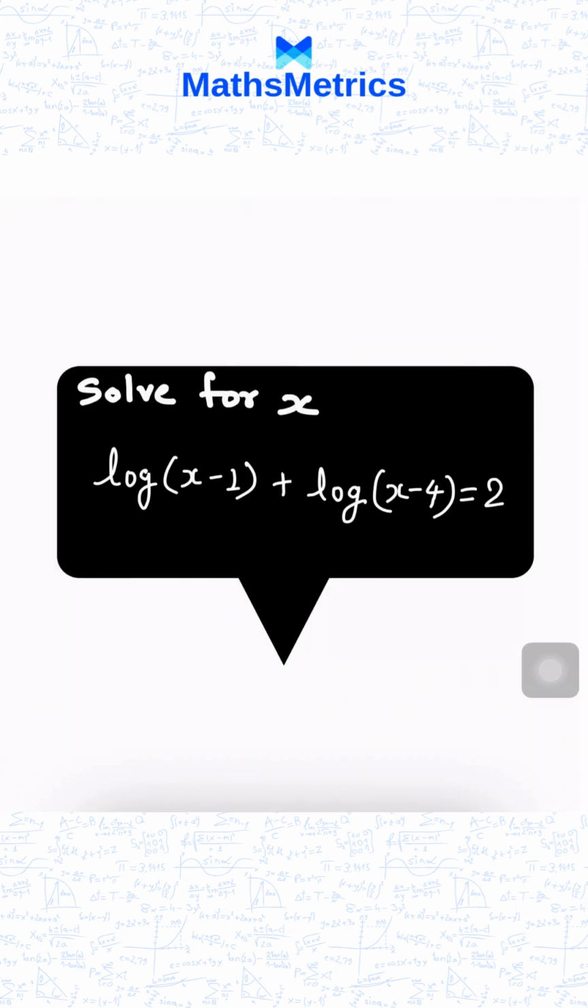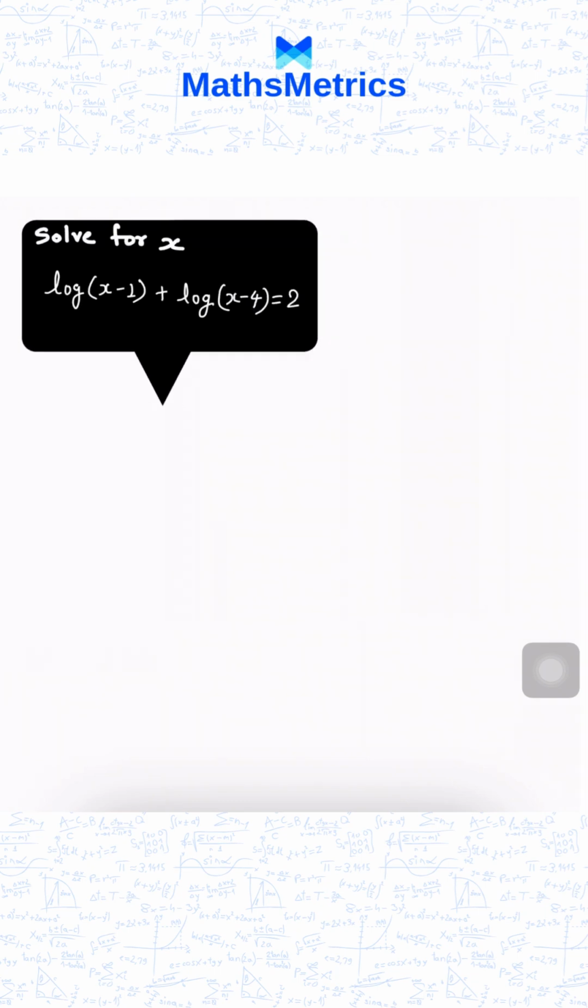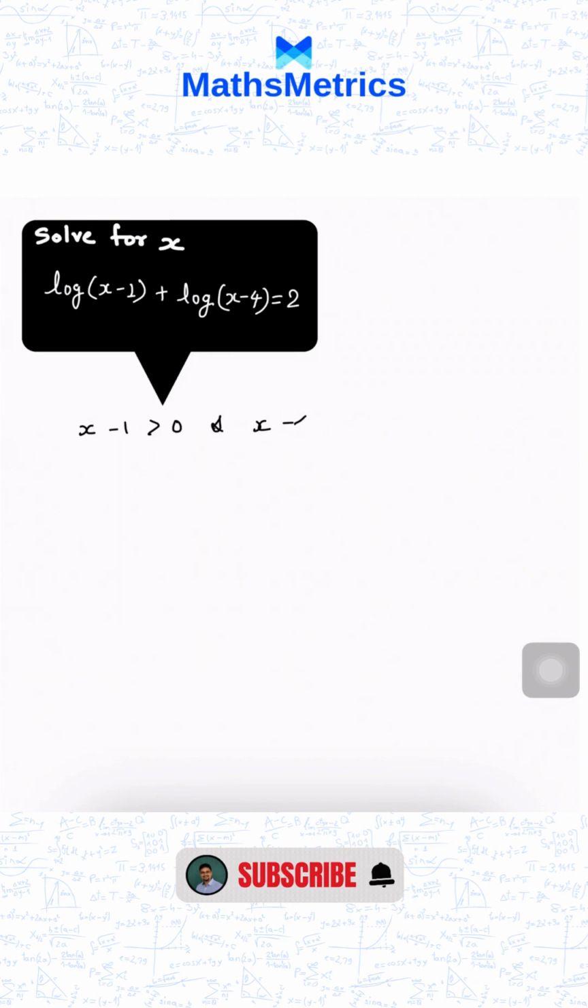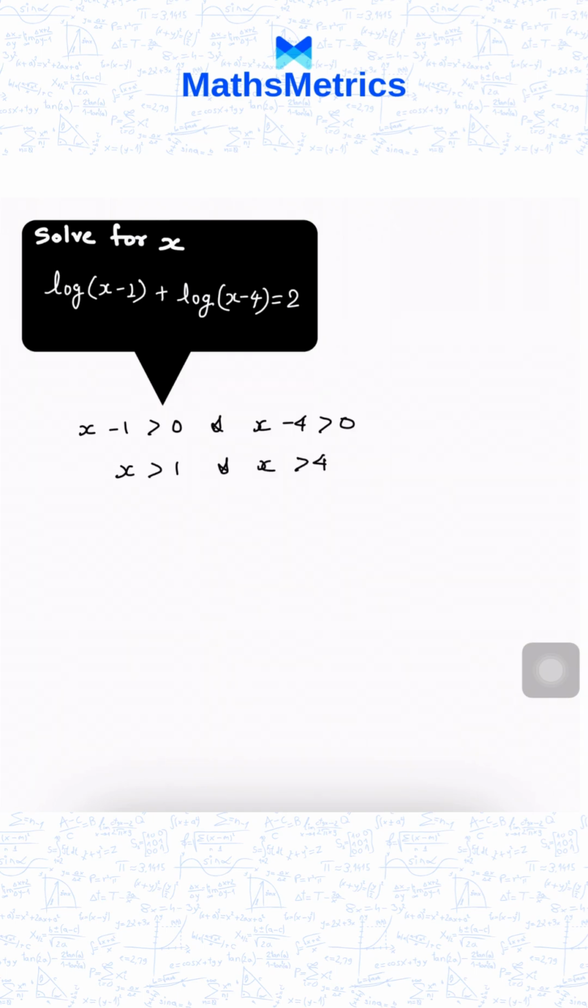Let's solve for x. Log of (x minus 1) plus log of (x minus 4) equal to 2. From our equation, x minus 1 should be more than 0 and x minus 4 should be more than 0. In other words, x should be more than 1 and x should be more than 4. So here 4 is a larger number, so x should be more than 4.